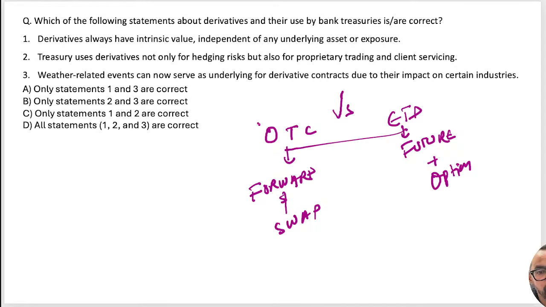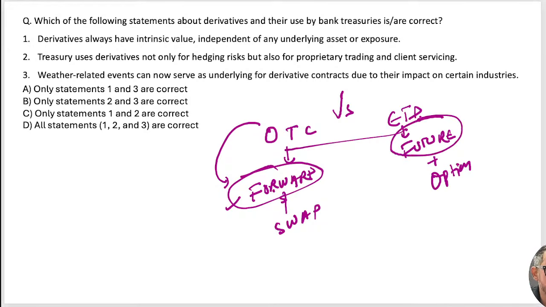The only differentiation is that OTC are private contracts, meaning forwards are negotiable between the parties. Forwards are less liquid, and counterparty risk is involved in forward. Now the reverse case is future. They are standardized contracts traded on recognized stock exchanges, highly liquid. Initial margin is required in this case, so there is no counterparty risk. Here there is counterparty risk.